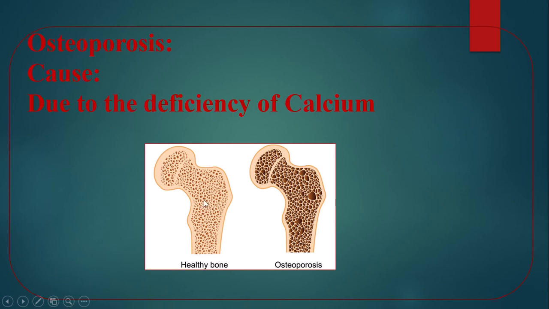Please follow the picture. This is the picture of healthy bone, which is very strong and well structured. On the other hand, this is the structure of bone in osteoporosis. Due to lack of calcium, the structure is very weak here.